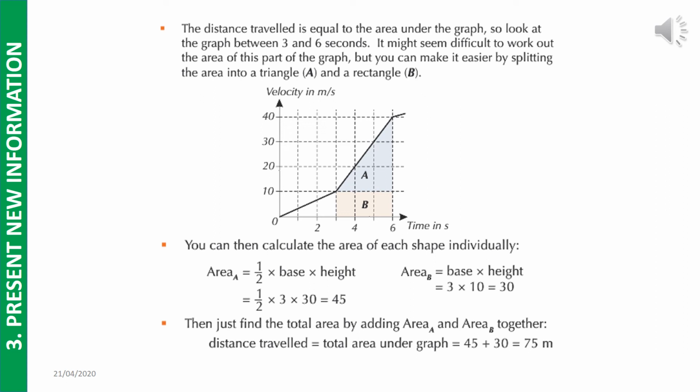And the area, obviously, of a rectangle is the base times the height. So again, we've got the base, which is 3, and this time the height is just 10 meters per second. So 3 times 10 gives us an answer of 30. Add the two together, so add the area of A and B together, and that gives you the total area underneath that section of the velocity time graph, which gives you the total distance covered by the object. So 45 plus 30 gives you an answer of 75 meters.